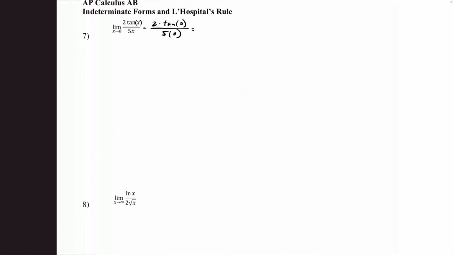Secant times tangent? Negative tangent? No, close. Secant squared, yeah. The derivative of secant is secant x tangent x. So secant squared. The bottom is 5. So 2 times secant of 0, whatever that is, squared, over 5. Yeah, I think it's just 0.